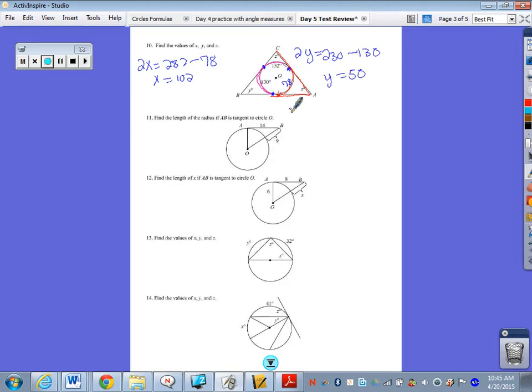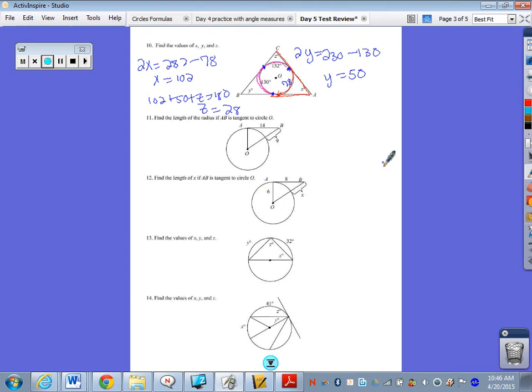And then z, you could do the same thing, or you could also use a triangle that adds up to 180, which is a little faster, so I'm going to do that. So I'm going to do 102 plus 50 plus z is equal to 180, and then you can just solve that, and you get z to be 28. So on z, I think Miss Brown forgot to divide by 2, so that's why it's 56, but it should be 28.